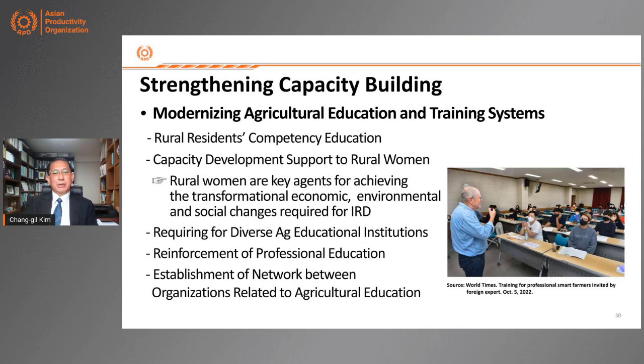Finally, strengthening capacity building, modernizing agricultural education and training programs, and rural residents' competence education. I think in that area, rural women are key agents for achieving the economic, environmental, and social change required for inclusive rural development. Rural women's education is very important, requiring diverse agricultural education and reinforced professional education. This is typical Korean professional education, inviting foreign experts in some areas.